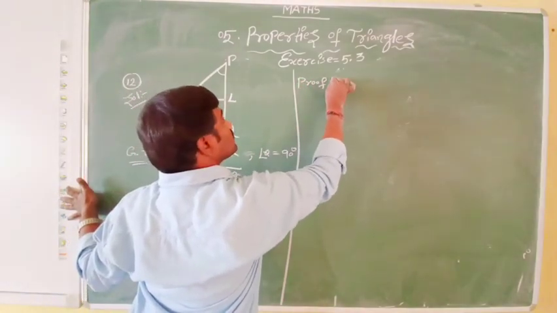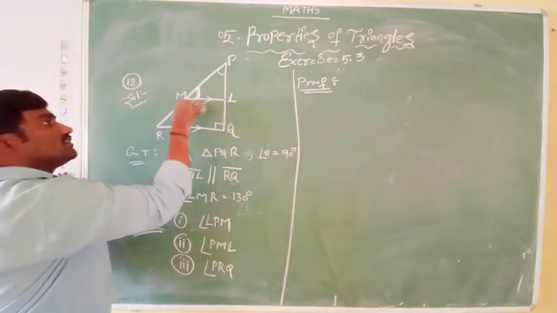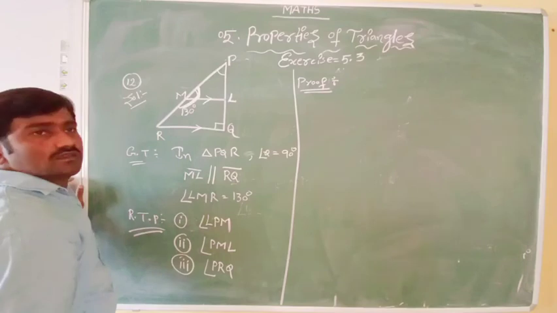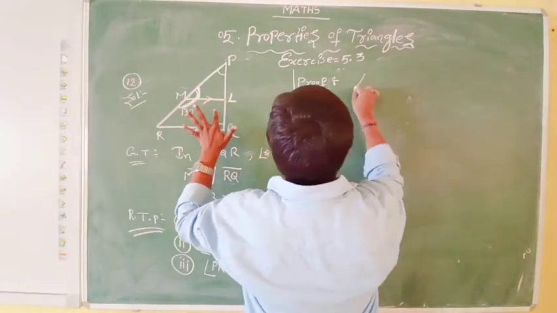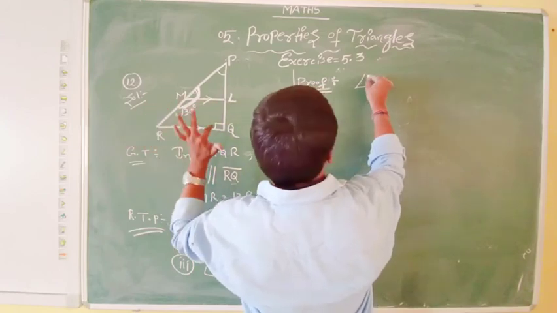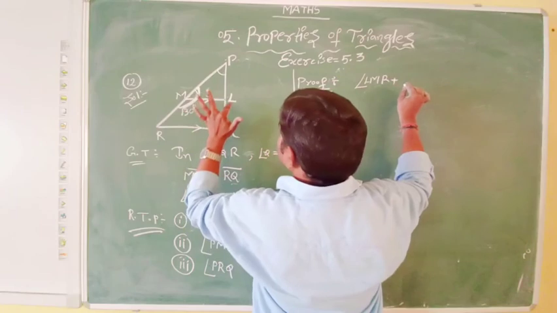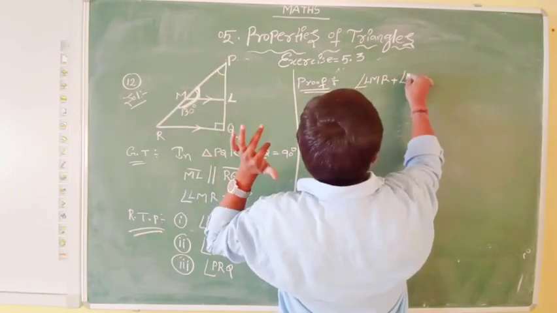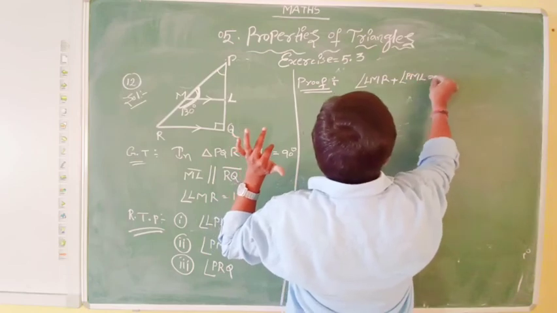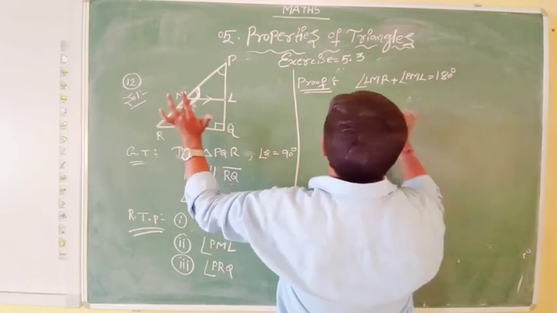Okay, the proof, directly I will go for the proofs. See that the sum of these two angles will give us 180 degrees. What are the two angles here? Angle LMR plus angle PML is equal to 180 degrees. When you add these, it gives us a semicircle, so 180 degrees.